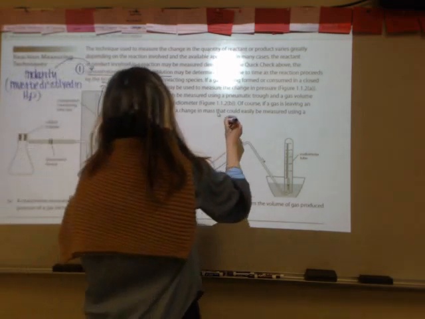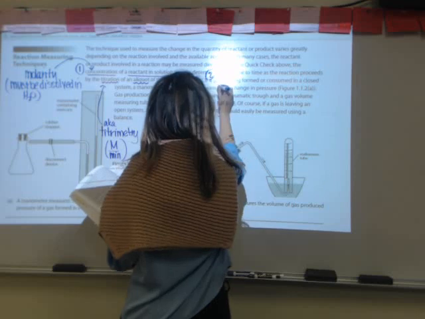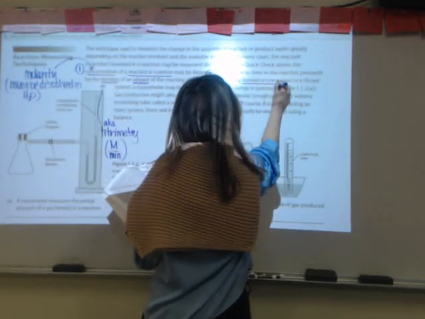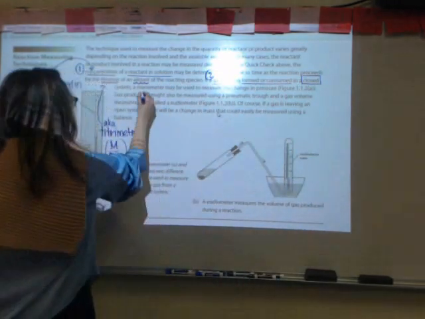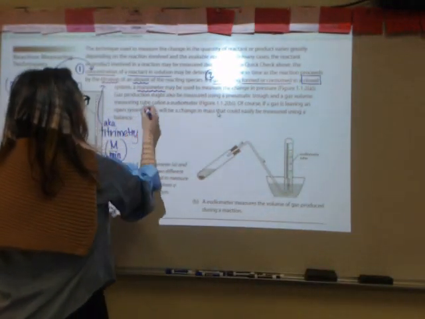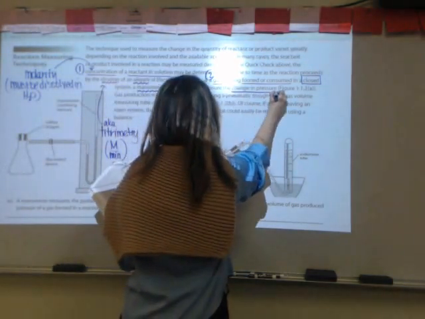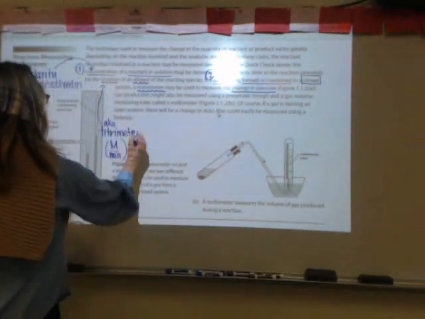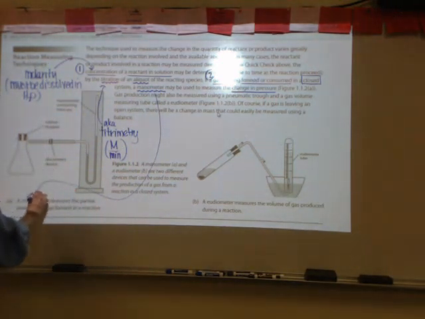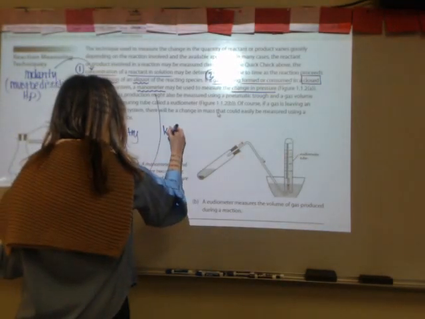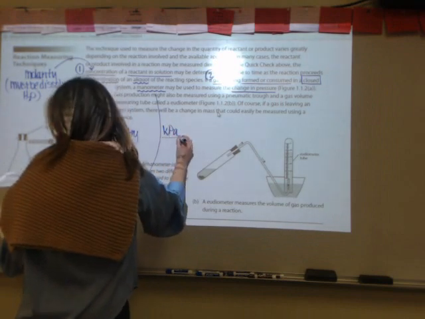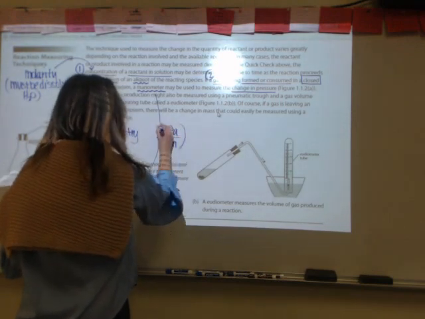If you have a gas that is being formed or consumed in a closed system, then you would use a manometer to measure the change in pressure. Okay, your manometer is over here. And if you're going to be using a manometer, you're probably going to be looking at units of kilopascals, which is a pressure unit, over time, probably per minute.